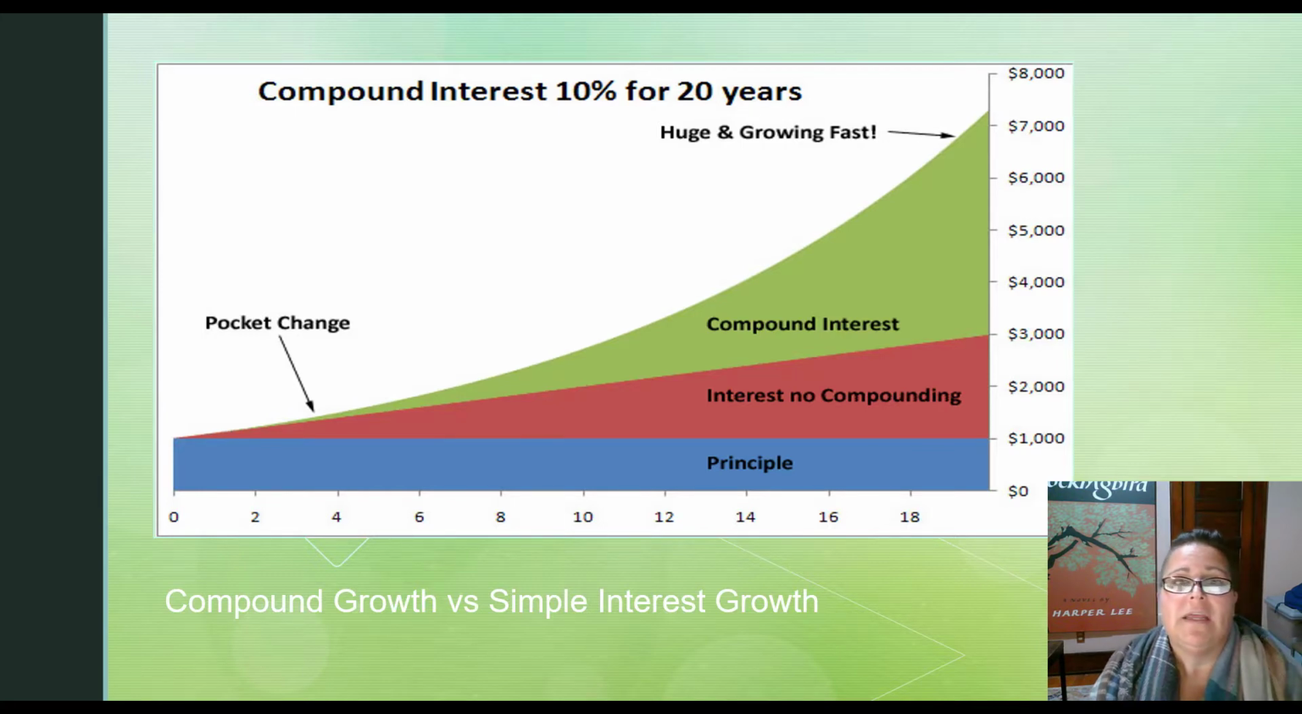the blue line. In the very beginning, the difference between simple interest and compounded interest is basically pocket change. There's really not a whole lot of difference in those first 4-ish years between those two amounts. It's not until we give it time that it makes all the difference between compounded and simple interest.